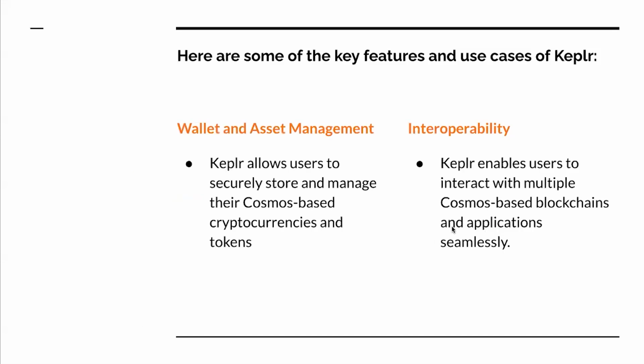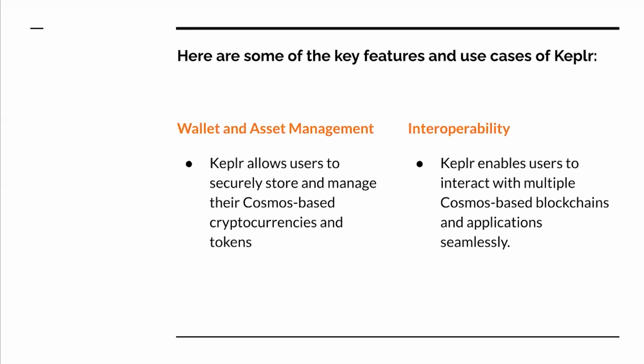So here are some of the key features and use cases of Keplr. First is wallet and asset management. Keplr allows users to securely store and manage their Cosmos-based cryptocurrencies and tokens. It supports various Cosmos-based assets, including Atom, the native token of the Cosmos Hub, and other tokens issued on the Cosmos network.